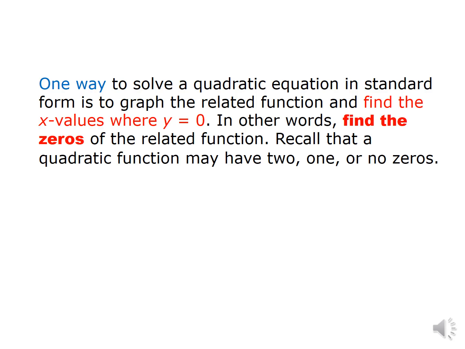Recall that a quadratic equation can have 1, 2, or no zeros. So we could have 2 zeros in a graph like this. We could have 1 zero if it just touches once. Those are two different graphs. Or we could have no zeros like that.